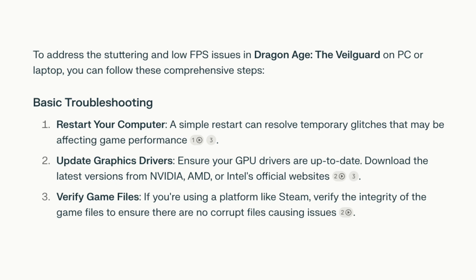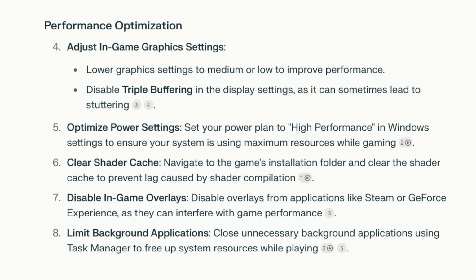Third option is to verify game files. If you're using a platform like Steam, verify the integrity of the game files to ensure there are no corrupt files causing issues. Now here are the performance optimization steps to consider. Adjust in-game graphics settings: lower graphics settings to medium or low to improve performance.